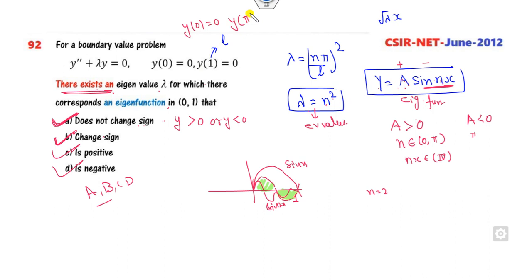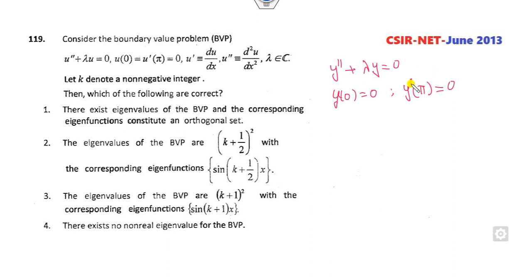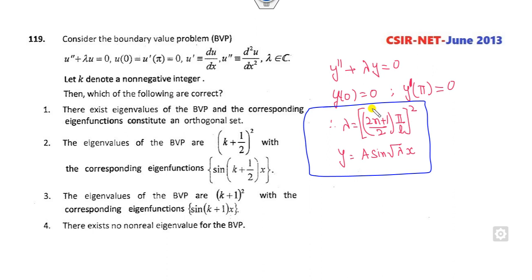But whenever the derivative is 0, then your eigenvalue will be (2n plus 1) pi by 2l whole square, and the solution will be a sine of root lambda x. These are simple tips for you. Remember, when it is the derivative, n is a natural number. If l is pi here, then what is my lambda? 2n plus 1 I can write as n plus 1 whole square.